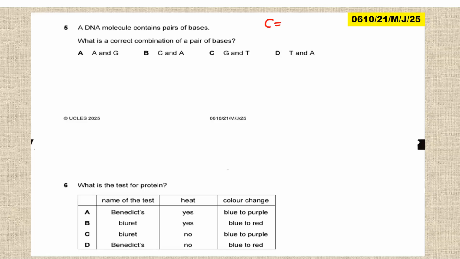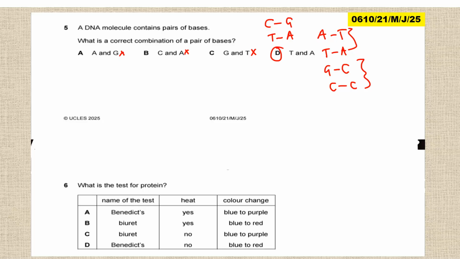C bonds with G, then T bonds with A. It can be AT or it can be TA, it doesn't really matter. It can be GC or CG, so long as you know that C bonds with G, A bonds with T. So which one is correct? A cannot bond with G, C cannot bond with A, G cannot bond with T. So the correct answer is D, T and A.